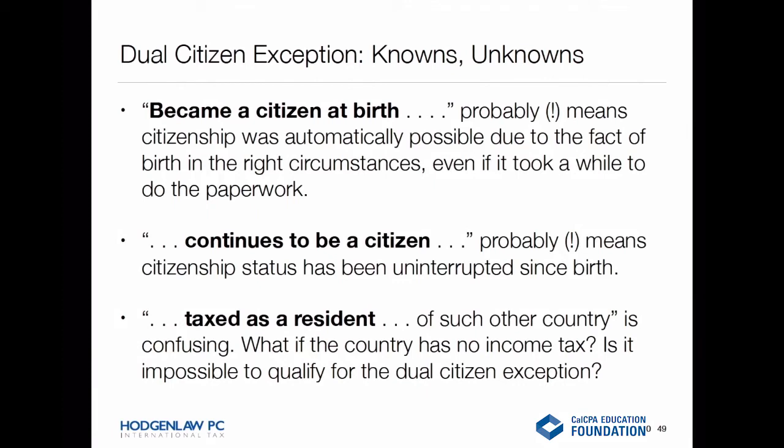Continues to be a citizen. We believe that means that the citizenship status has been uninterrupted since birth, and taxed as a resident of such other country. What if that other country has no income tax? Is it possible to qualify for the dual citizen exception? We think so, but the way the rules are written, it's a little hard to tell.